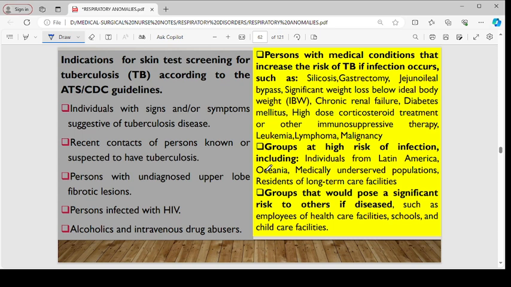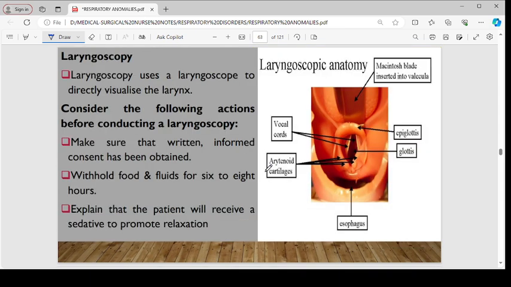Individuals with signs and symptoms suggestive of tuberculosis have to be subjected to this test to ascertain. Also recent contacts of a person known or suspected to have tuberculosis, just to see if they have contracted the disease. Persons with undiagnosed upper lobe fibrotic lesions, persons who have been infected with HIV, alcoholics and intravenous drug users. All these are people who are at risk of contracting tuberculosis.